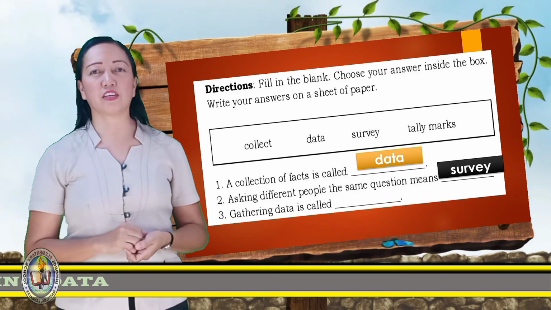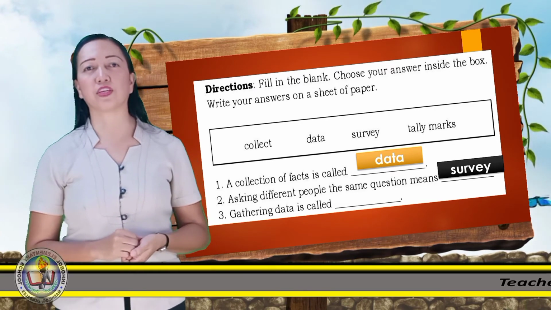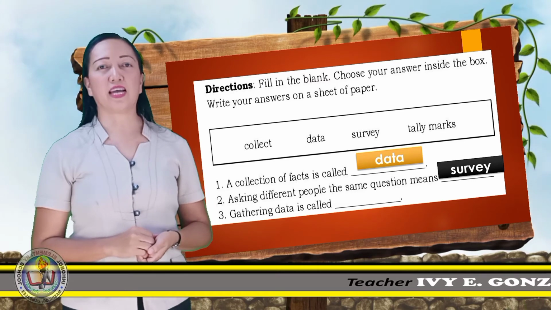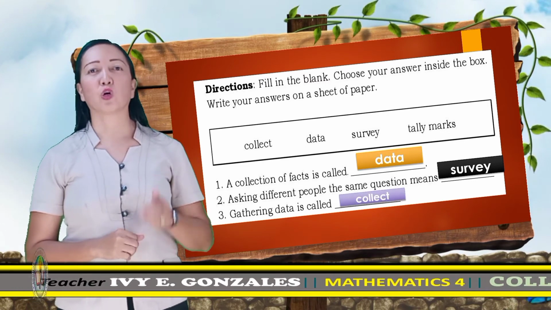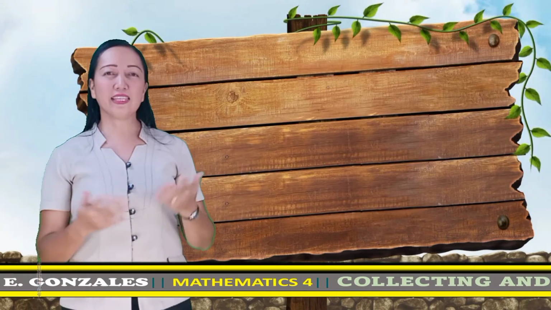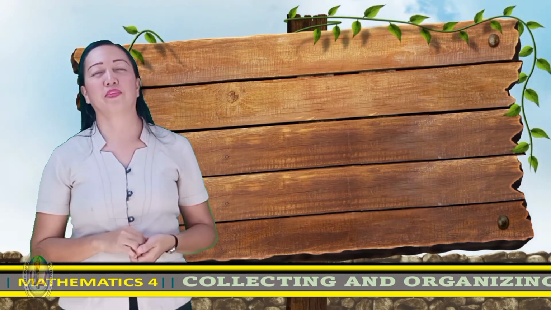Number 2, asking different people the same question means blank. Very good, it's a survey. And number 3, gathering data is called blank. Yes, collect.